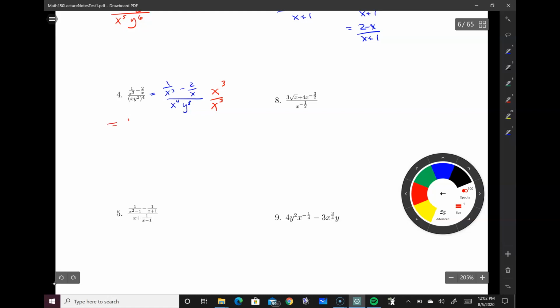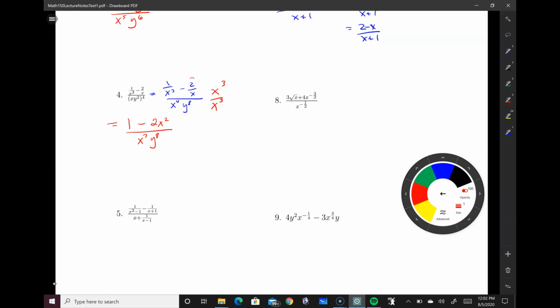So distributing, I get 1 for the first term. Distributing this to this term, I'll get 2x squared. Then here on the denominator, I'll get x to the 7th, y to the 8th. And that's as simple as it gets, but I've gotten rid of the complex fractions.